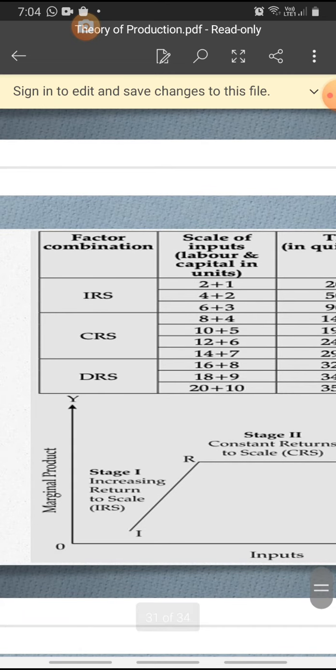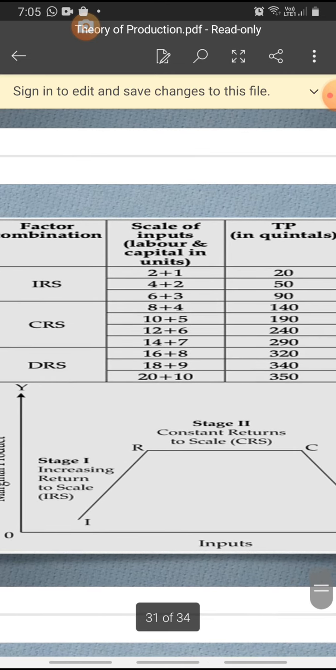In the first stage, that is increasing returns to scale, the scale of inputs is 2 units of labor plus 1 unit of capital. The second one, 4 units of labor plus 2 units of capital. Third, 6 units of labor plus 3 units of capital. Here labor is increasing by 2 units, while capital is increased by 1 unit.